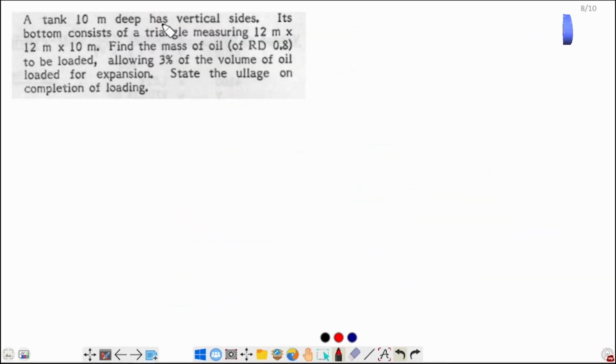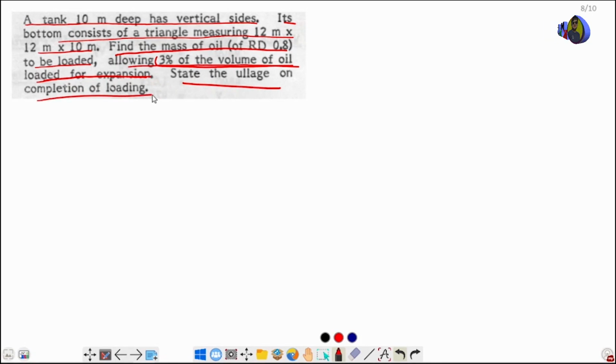So this is another question related to density and relative density. In this question, a tank is 10 meter deep, has vertical sides. Its bottom consists of a triangle measuring 12 meter, 12 meter and 10 meter. Find the mass of oil of RD 0.8 to be loaded, allowing 3% of the volume of oil loaded for expansion. So in this question also 3% of the volume of oil loaded for expansion. State the ullage on completion of loading.